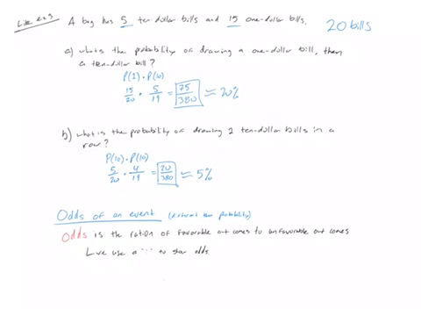Now, another definition we need to talk about here is odds. It's slightly different than finding the probability, because with probability, you take the number of favorable outcomes and divide it by the number of possible outcomes, whereas odds is the ratio of favorable outcomes to unfavorable outcomes, and we use a colon there to express that.